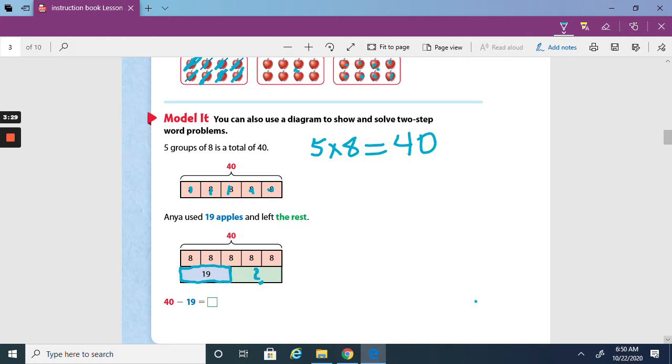Once I find out how many apples are left, and I add it to the number of apples that she used, I should get a total of 40. And that's what these bars represent. If we take these 2 pieces and we put them back together, we could check our answer. Here, they've used a question mark to represent our unknown. An unknown is something that you don't know.